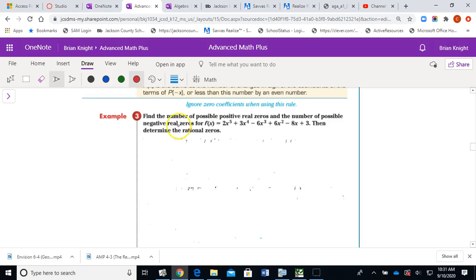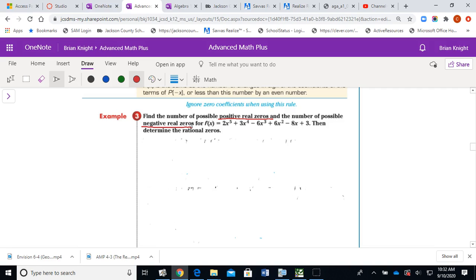So it says find the number of possible positive real zeros and the number of possible negative real zeros. So to begin with, we're not even finding the zeros. We're just figuring out how many there are of each, okay? So here's what his rule of signs says. To get the positive real zeros, you count how many sign changes there are. So 2x to the fifth is a positive, right? Plus 3x to the fourth. Is that positive? Minus 6x to the third. Did the sign change? So there's 1.